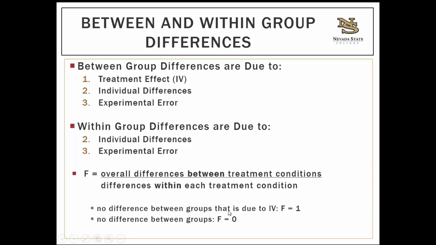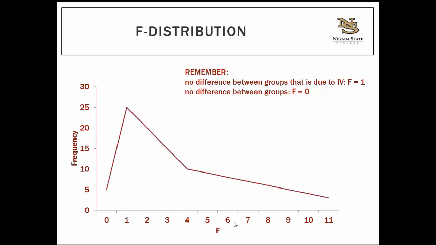So if there are no differences between groups that are due to the independent variable, then you'll have a 0 for the differences due to the treatment effect, and you'll simply be left with the differences due to error divided by the differences due to error. And you'll be left with an F statistic of 1, right? Anything divided by itself is 1. Now, if there are just no differences between groups whatsoever, then you would get an F statistic of 0. So keeping that in mind, let's take a look at the F distribution.